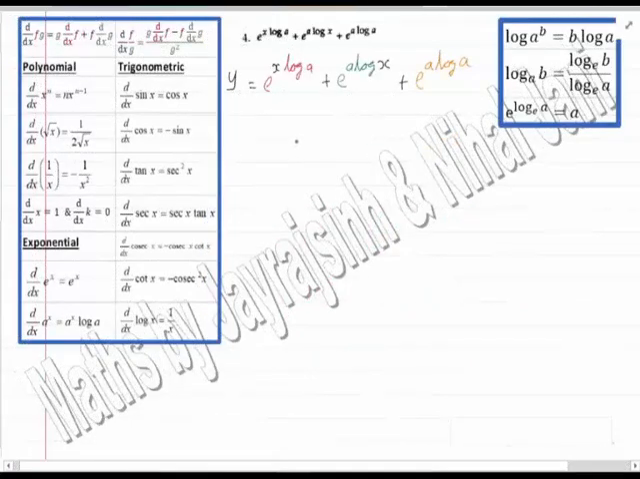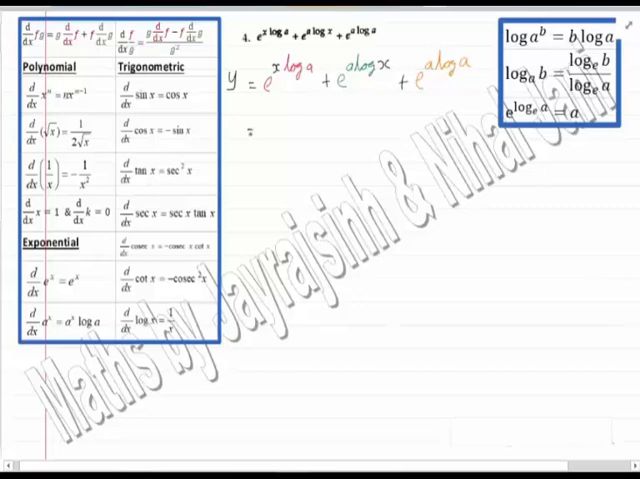Now let's move to question number 4. एकदम मस्त क्वेश्चन है, log base. In question number 4 we have y is equal to e raised to x log a plus e raised to a log x plus e raised to a log a. Okay, here we should use the property of log. That's why I have put the properties of log over here.